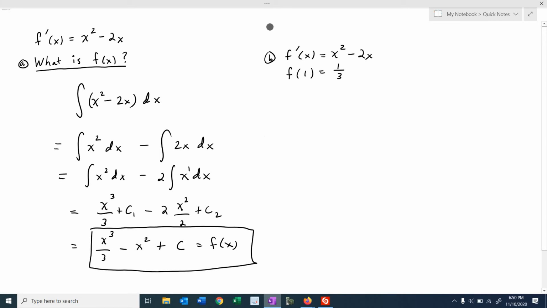Now, sometimes you'll have what are called initial value problems. So basically, an initial value problem is a differential equation and an initial value for the function that you're trying to find. So in this case, we know that f of 1 is equal to 1/3. Okay, that's known as an initial value. Okay, now we're trying to find a function that satisfies this differential equation, but also satisfies the fact that when you plug a 1 into the function, you get a 1/3 out.